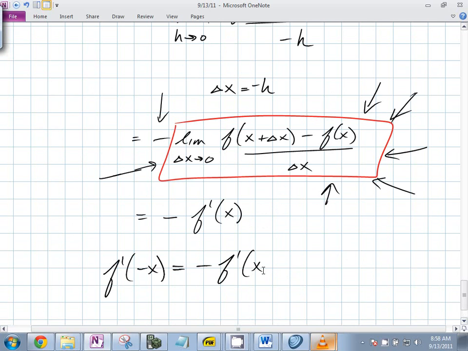So it's got to be, so f prime of x is what? Odd. That's odd, isn't it? Is that odd or even? That's odd. Thank you.